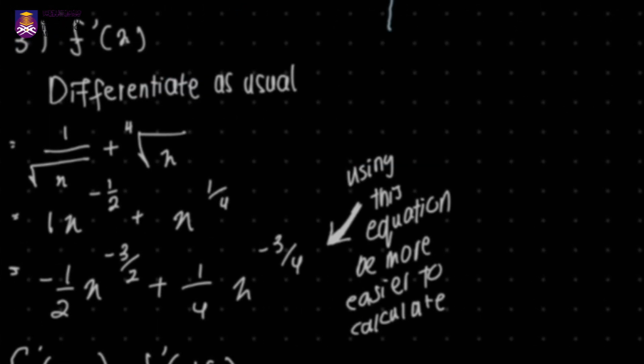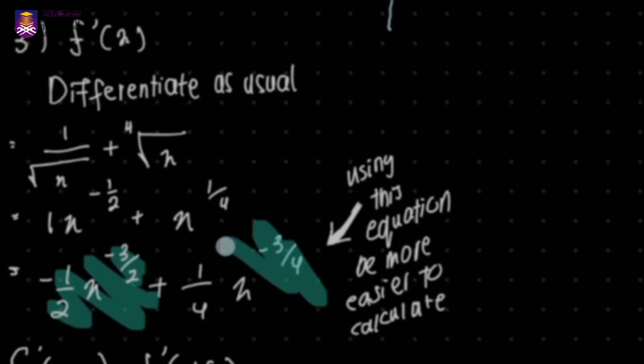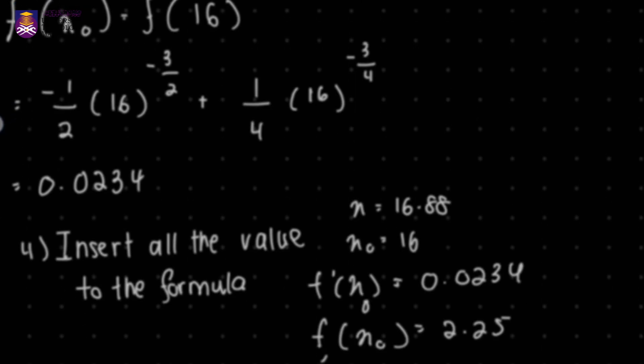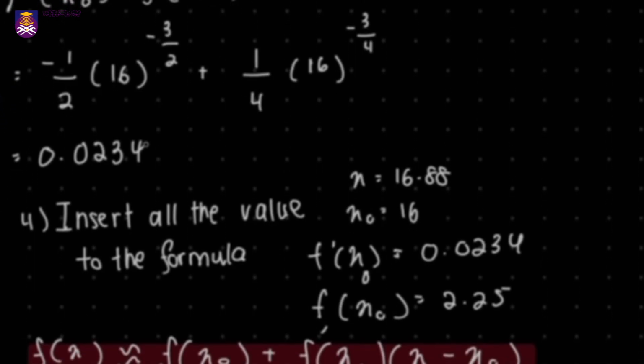Third, find the f prime of x naught. Just differentiate as usual from f(x), and the answer is negative 1 over 2 x to the power of negative 3 over 2 plus 1 over 4 x to the power of negative 3 over 4. To find the f prime x naught value, we just insert the value of x naught into the f prime equation above, and we will get 0.0234.